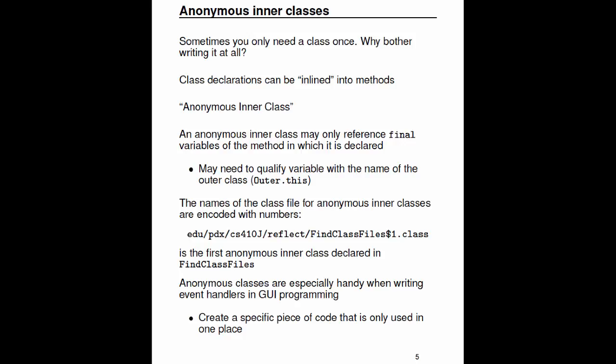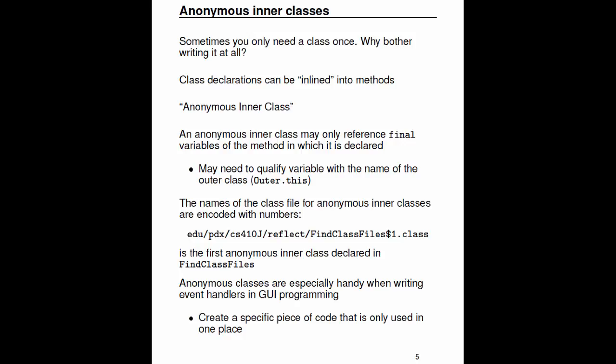You can declare a class to be inlined into the middle of a method. So you're sitting there writing a method, and then maybe you need a class just for one place. You can create something called an anonymous inner class. We'll see an example of what an anonymous inner class looks like in a moment, but a couple of notes here. An anonymous inner class can work with variables in the method in which it's declared, but those variables have to be final.